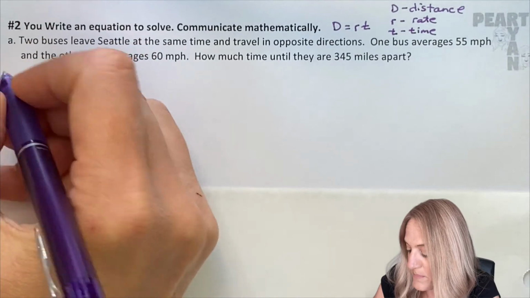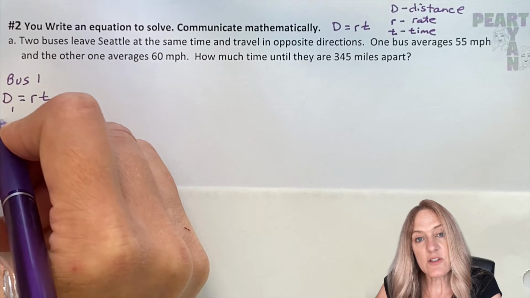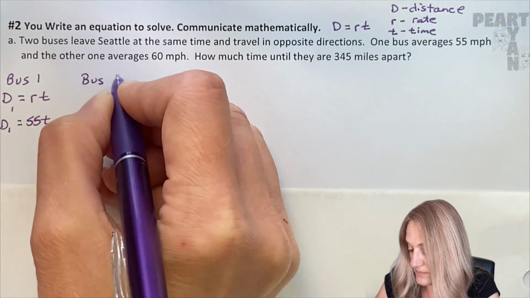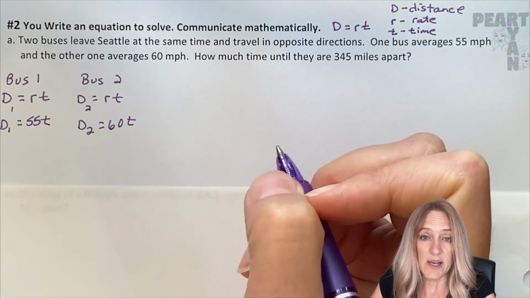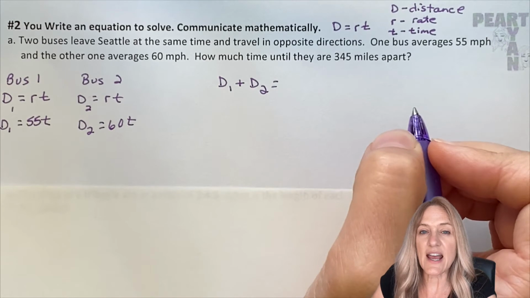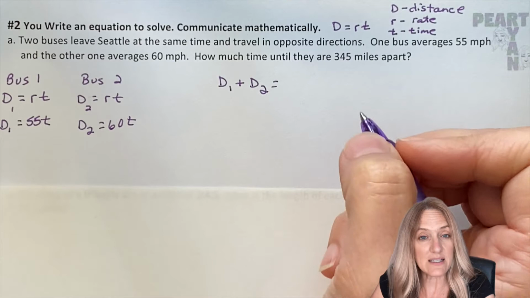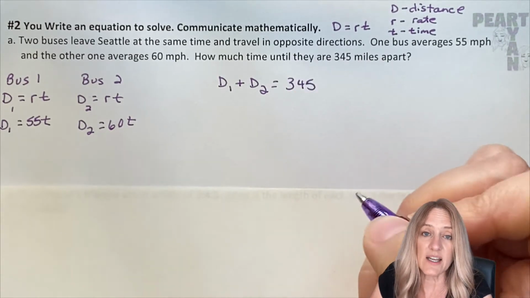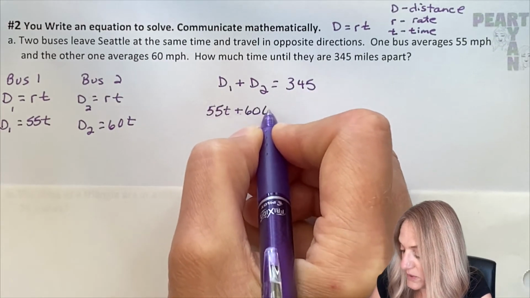So distance equals rate times time. I'm actually going to say bus 1, and I'll label it D equals RT. Distance 1 is 55 for the rate times the time. Then bus 2, D sub 2 for distance for the second bus equals rate times time. One thing we know is that the two distances that the buses have traveled has to add up to 345 miles. So D sub 1 plus D sub 2 equals 345. And then I'm going to use the substitution property of equality. D sub 1 is 55t plus D sub 2, 60t, equals 345.